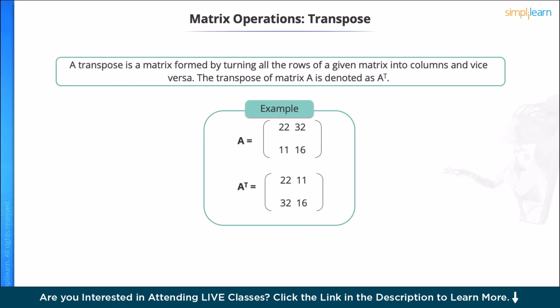Transpose. A transpose is a matrix formed by turning all the rows of a given matrix into the columns and vice versa. The transpose of a matrix A is denoted as A T. For example, if the matrix A is 22, 32, 11, and 16, the transpose of A would be 22, 11, 32, and 16. Here we can see the row has been converted to column.